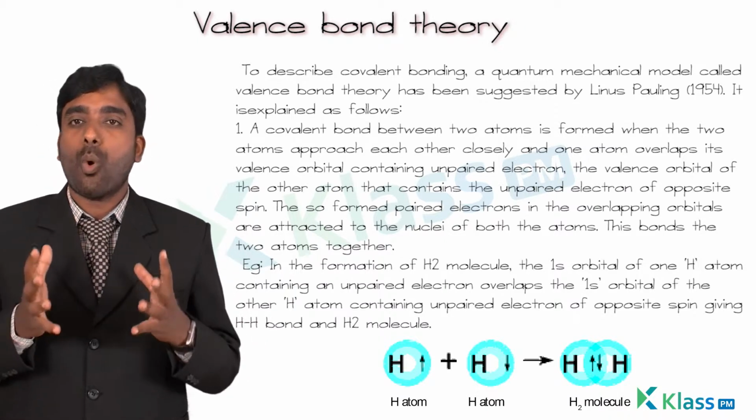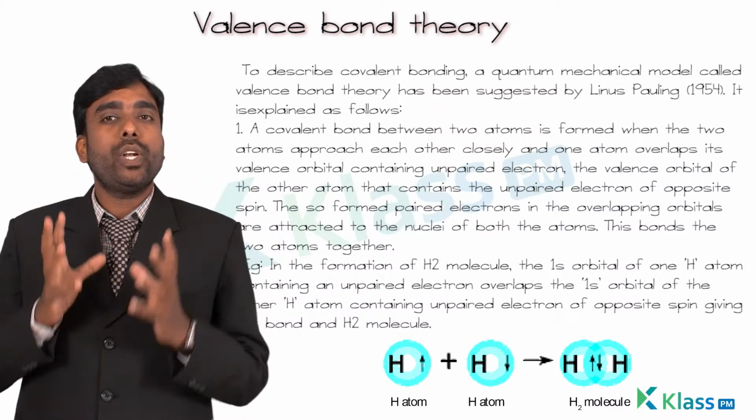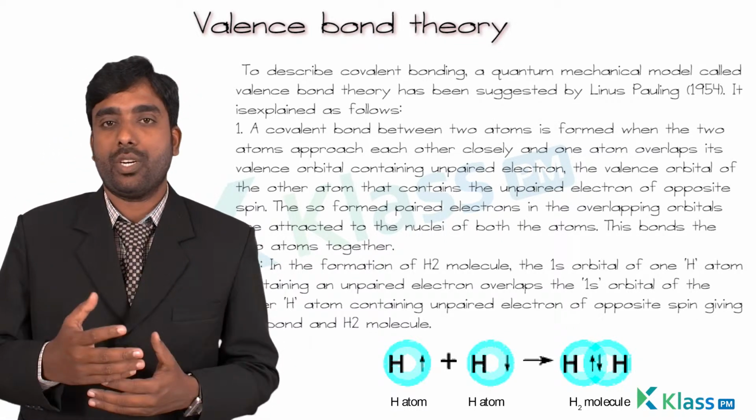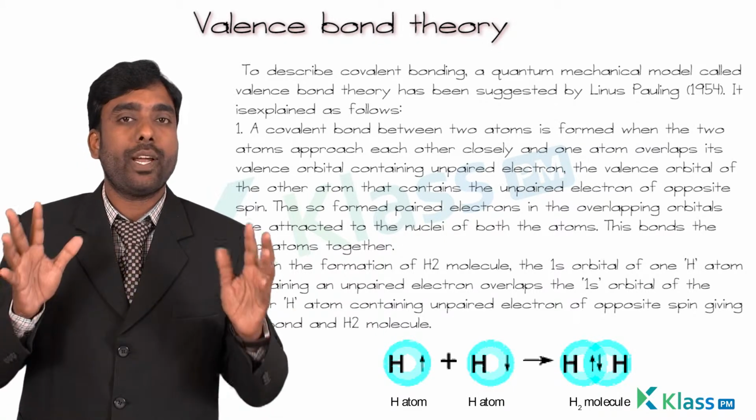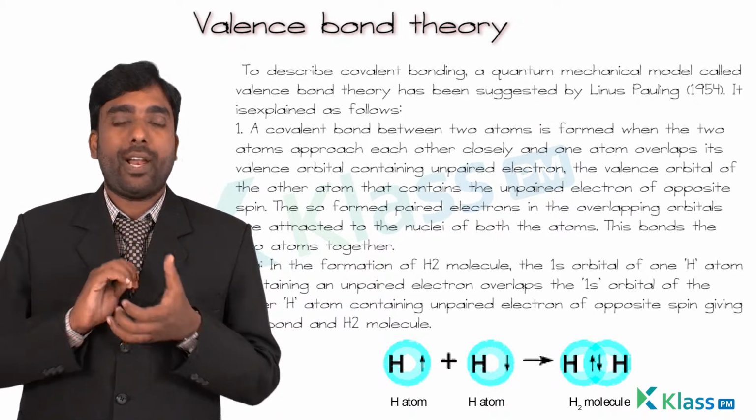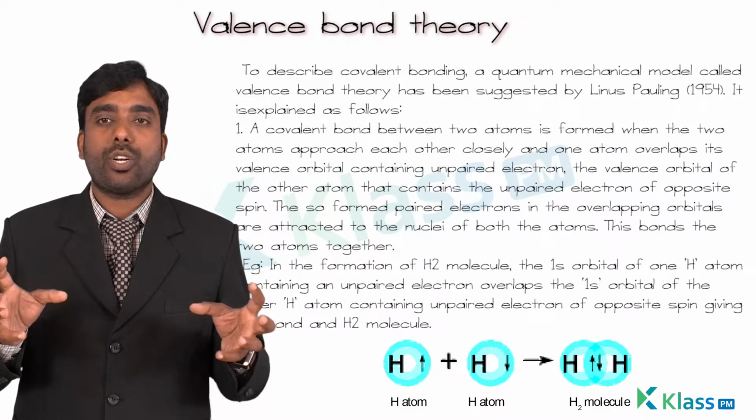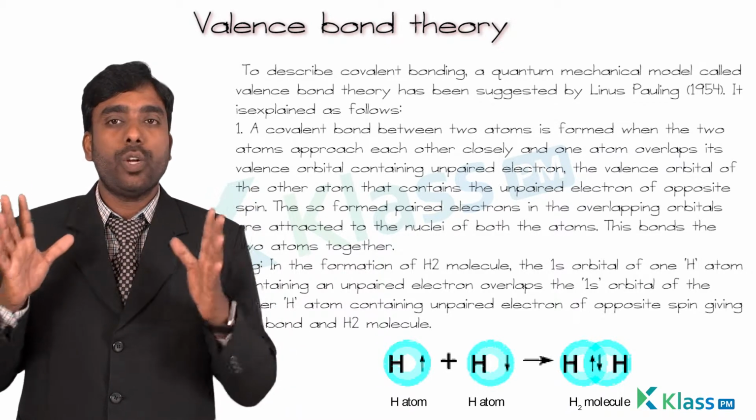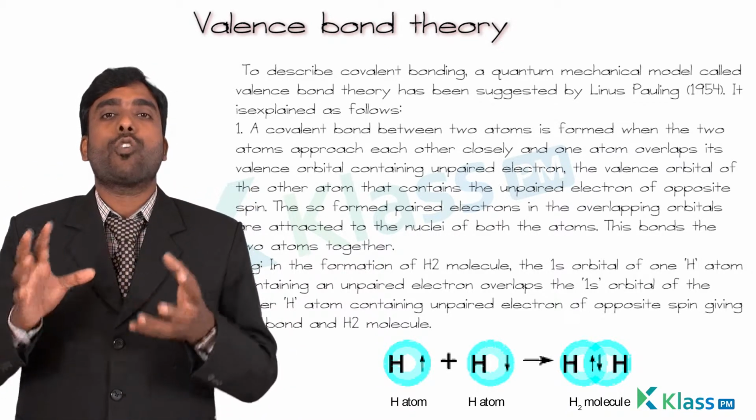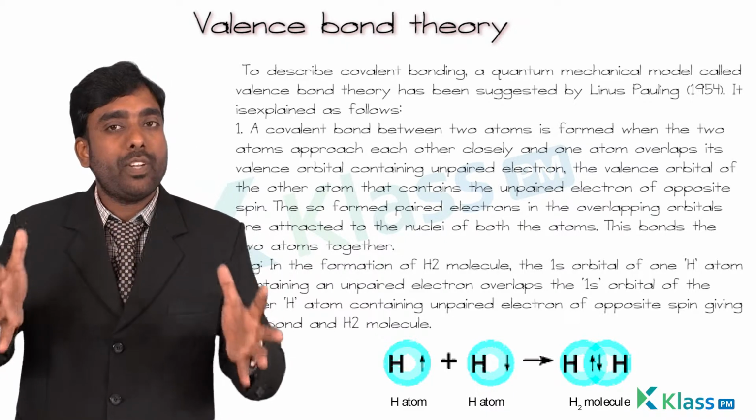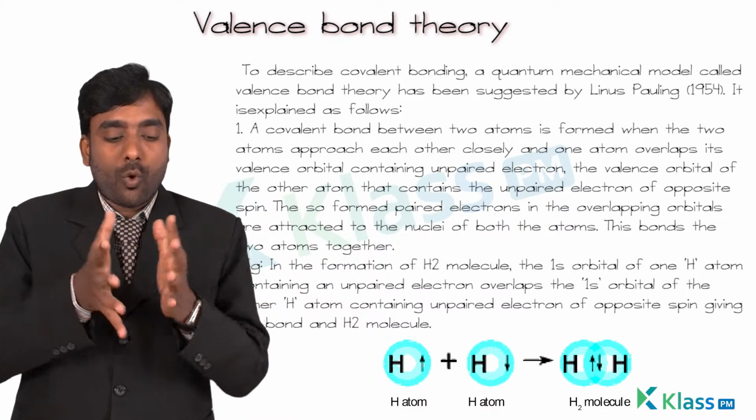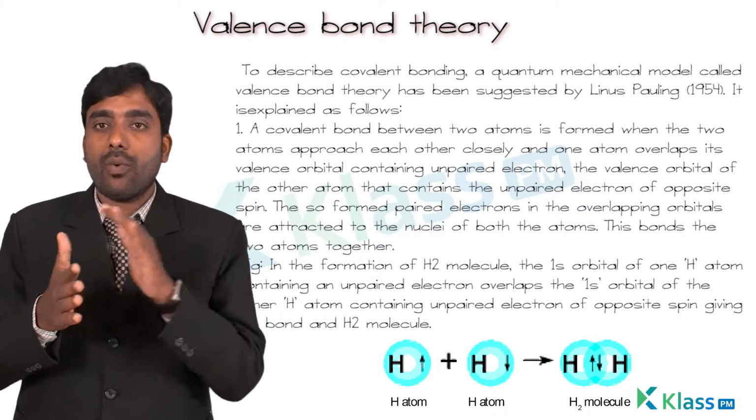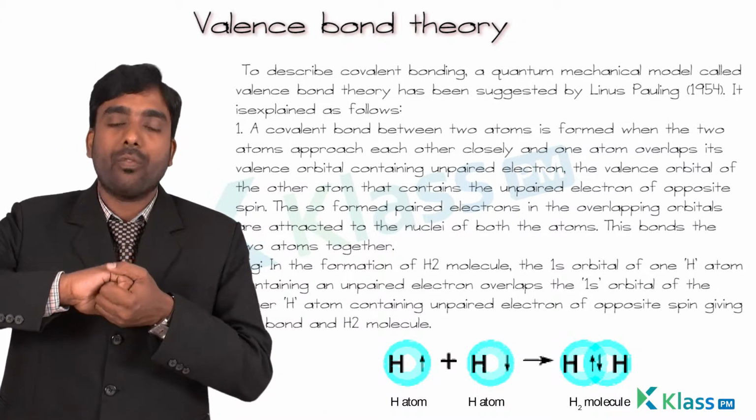Another important thing we need to remember is that only the valency orbitals are involved in overlapping in the bond formation. The inner orbitals have no role in the overlapping, only the valency orbitals. So each hydrogen atom or any other atom maintains its own orbitals. Only the valency orbitals which are overlapped are shared between those two atoms. When these two atoms approach each other, the valency orbital of this atom and the valency orbital of this atom are overlapping with each other.